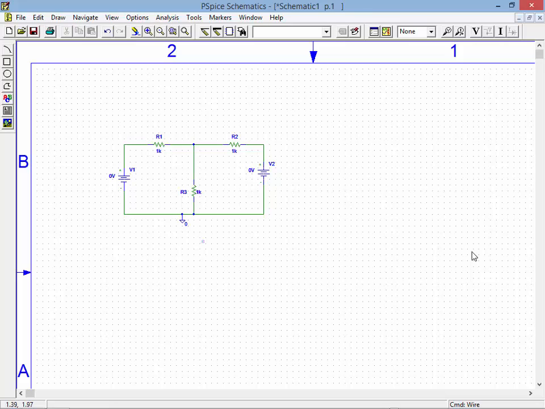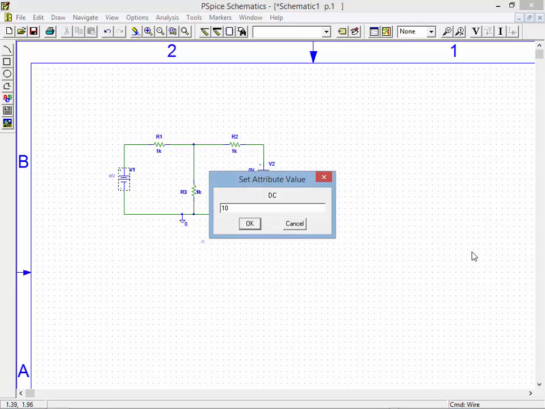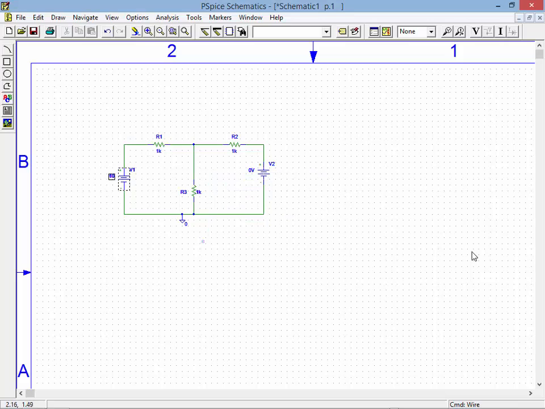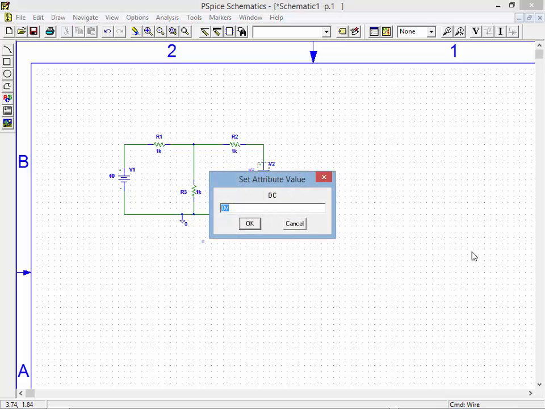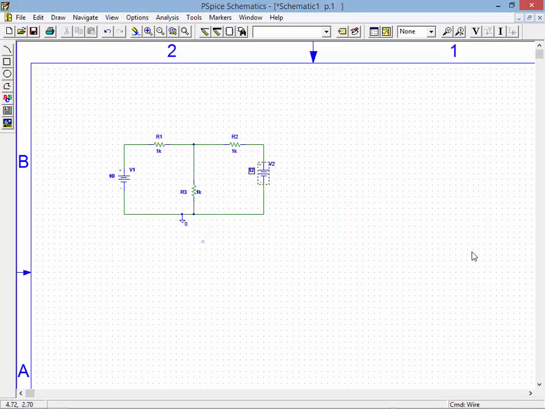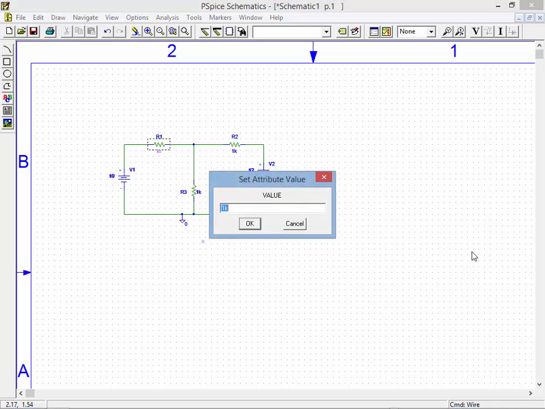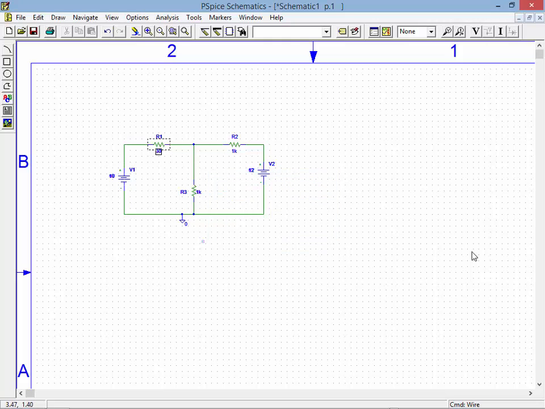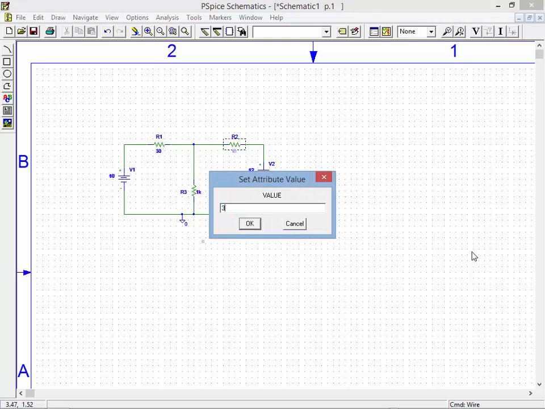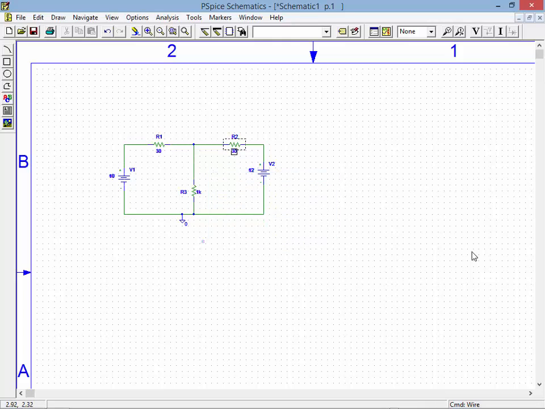This was what, 10? Well, it's 12, but when I draw the loop, it becomes negative 12. And this was what, 30 and 30, and this was 25.